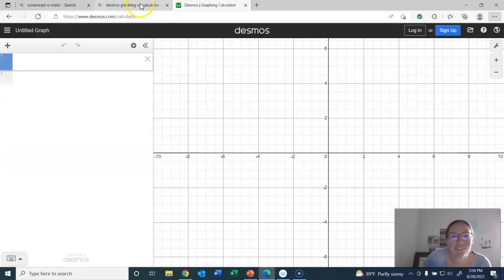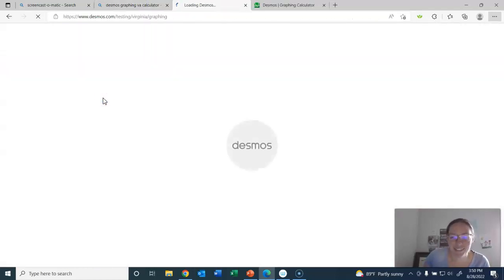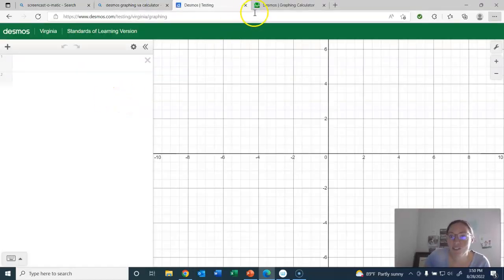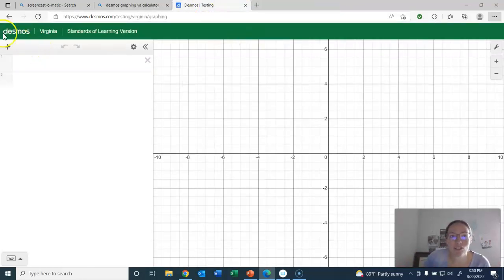This is not the Virginia version. Come on, Desmond. Here we go. Okay, did you see those differences there? This is good. This one has the black bar at the top. It does not say Virginia. This is not the one we want to use. We're going to get more to this later, but it has different settings than what we need. We want to make sure it has the green bar at the top that says Virginia.